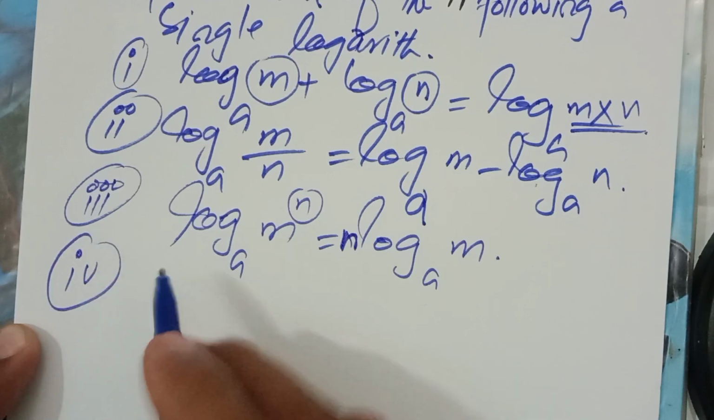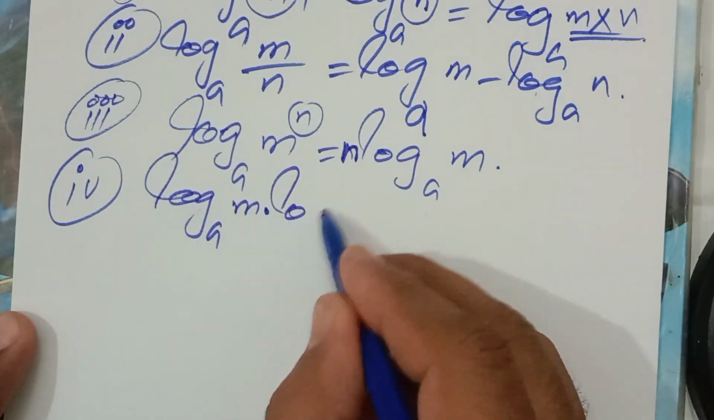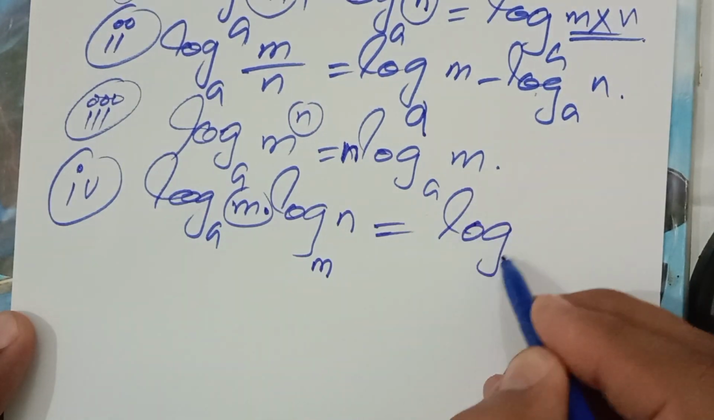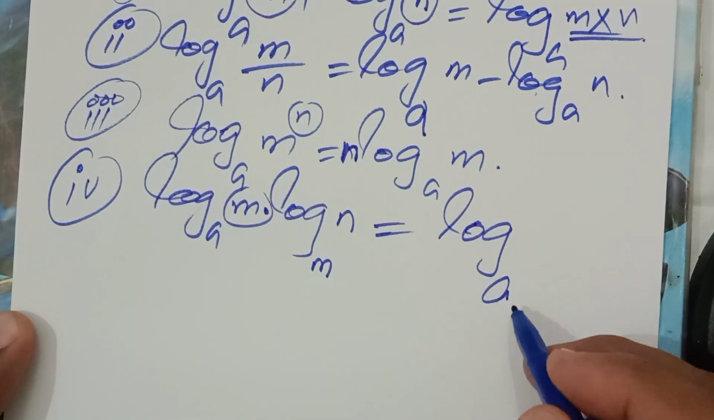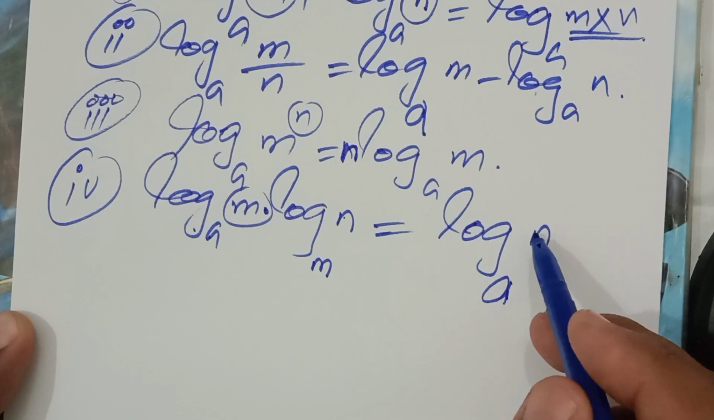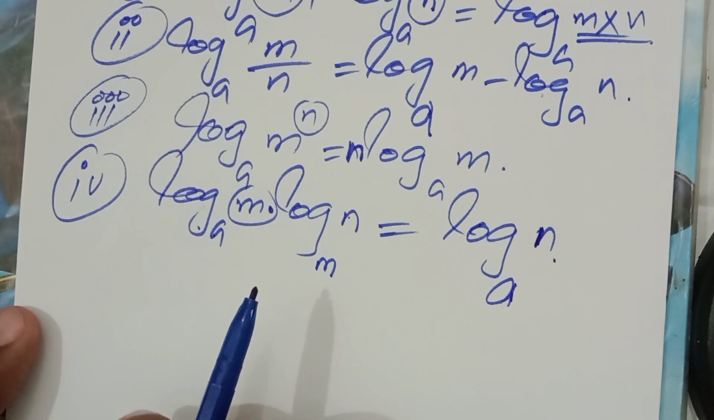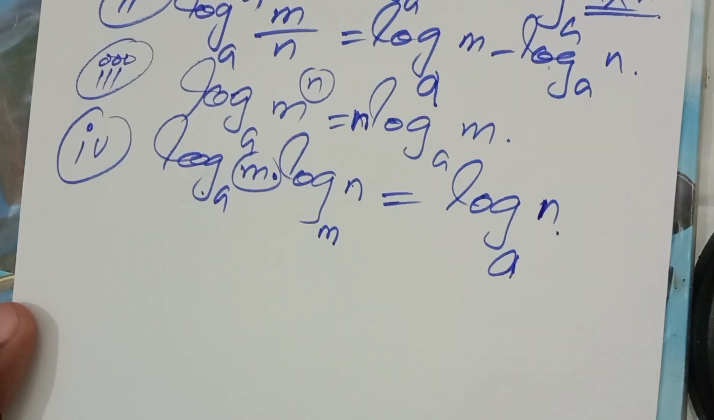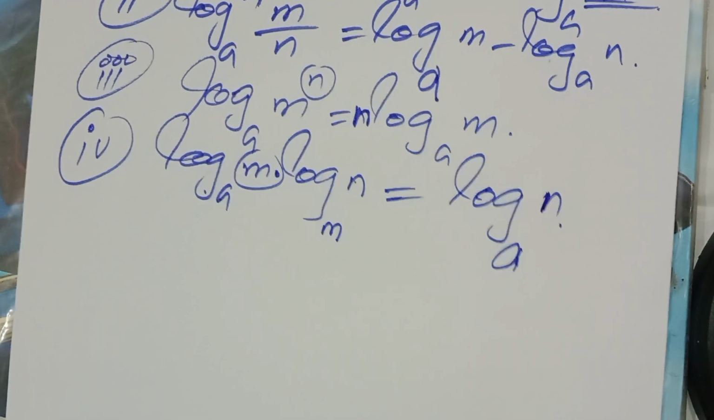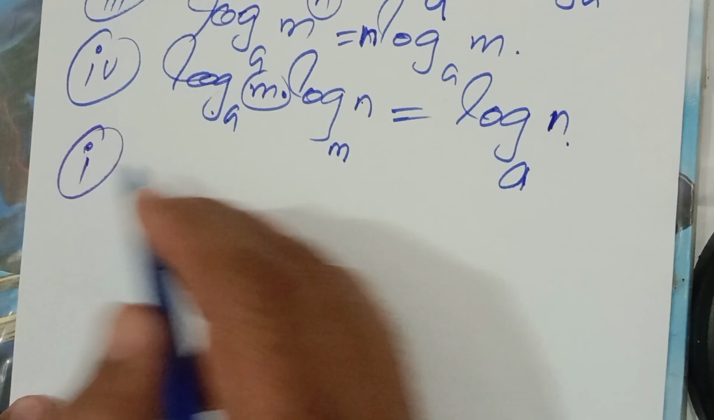And the fourth one: if we have log with base a of m multiplied by log with base m of n, then m cancels, and we get log with base a of n at the end. These proofs are given at the start of this chapter. I have also put them in a previous video, so let me use these properties while solving the questions. So the first question is here.